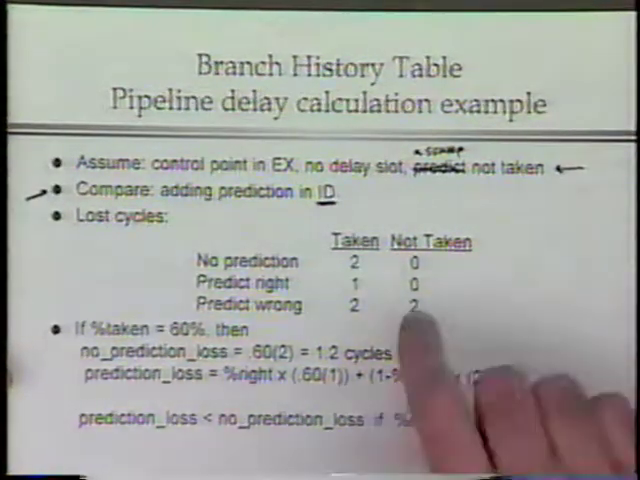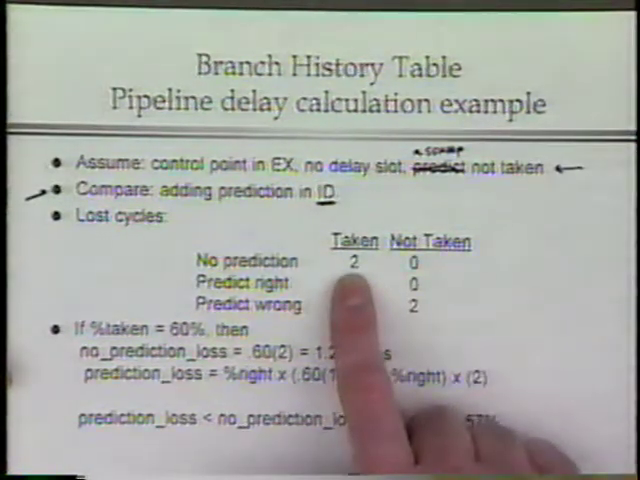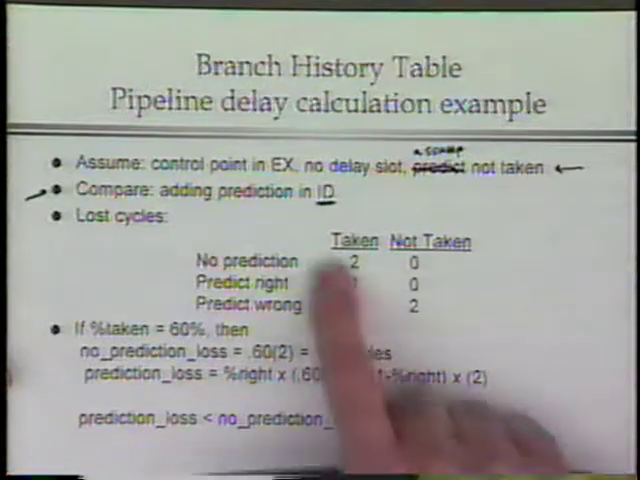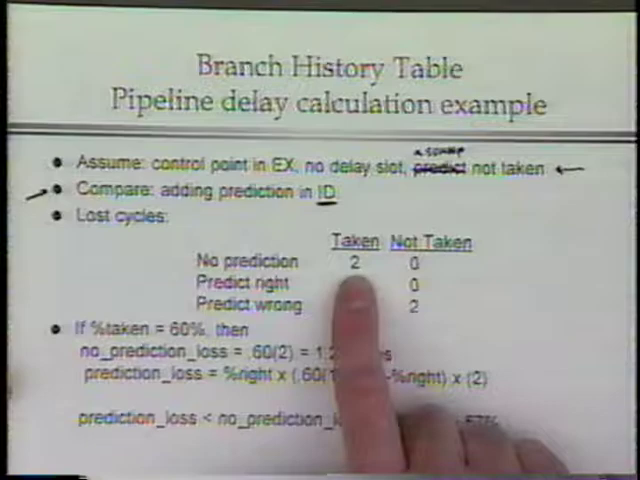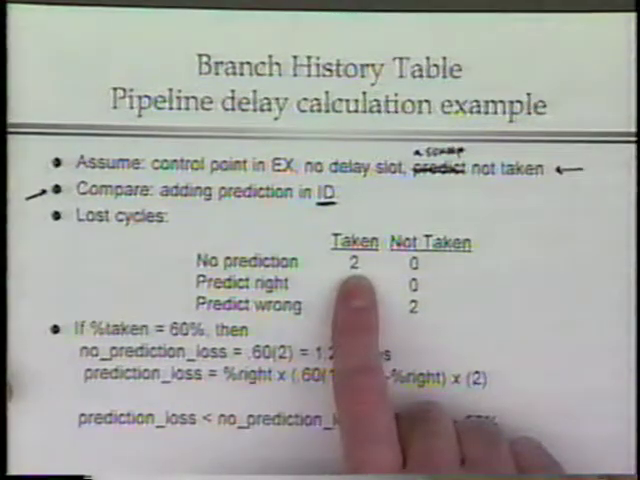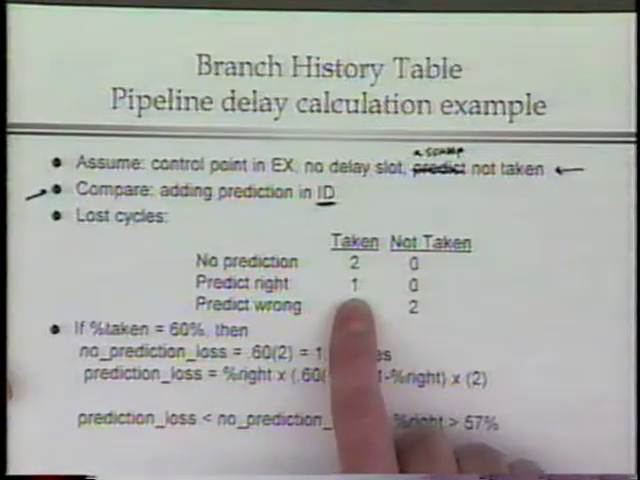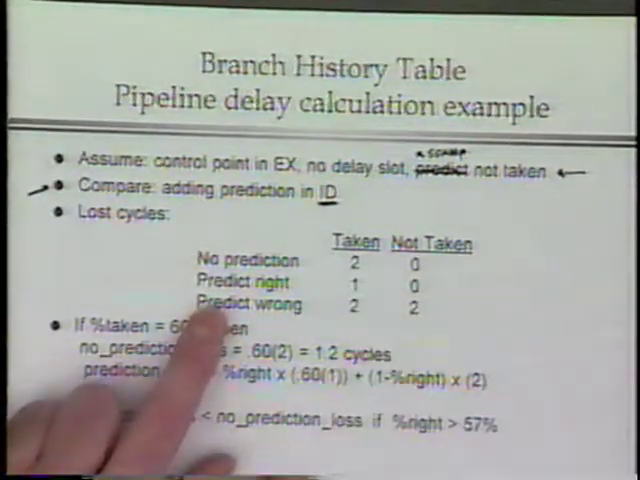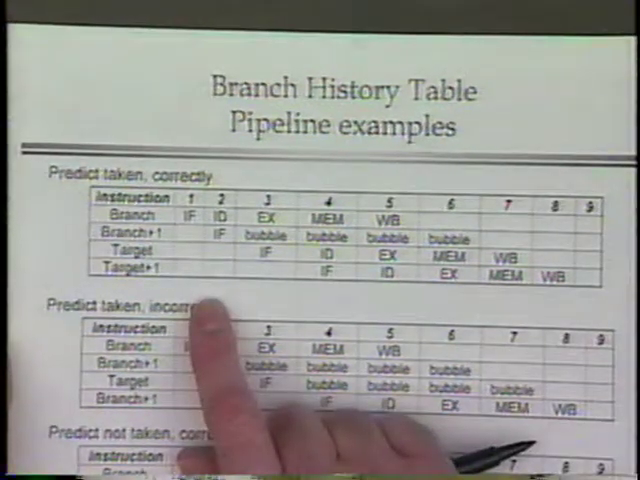But if we don't do any prediction at all, if we make our assumption based on the static assumptions, since we're assuming not taken, the not taken penalty is 0. The taken penalty is 2. Remember, it's 1 more than DLX because we're doing the branch decision in execute and not in ID. So with no prediction, the penalty is 2. If we predict that the branch is taken and we predict right, there's a 1 cycle penalty. And in fact, the next chart shows how that is.